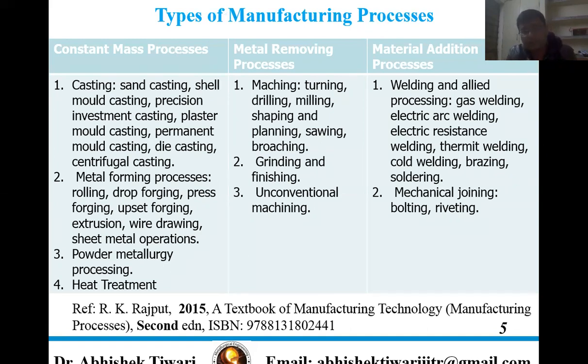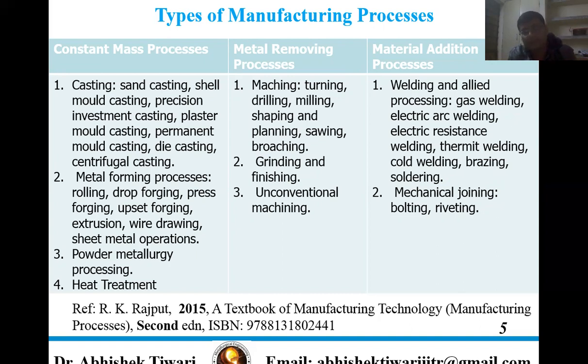So, if we consider constant mass processes, for example, casting, metal forming processes, powder metallurgy processing and heat treatment. So, in casting, there are various types of castings like sand casting, shell mold casting, precision investment casting, plaster mold casting, permanent mold casting, die casting, centrifugal casting. And in metal forming processes, there can be different types like rolling, drop forging, press forging, upset forging, extrusion, wire drawing, sheet metal operations.